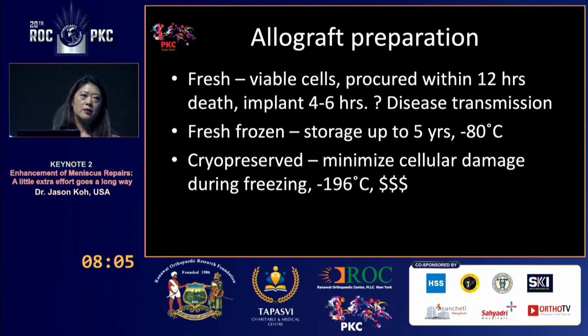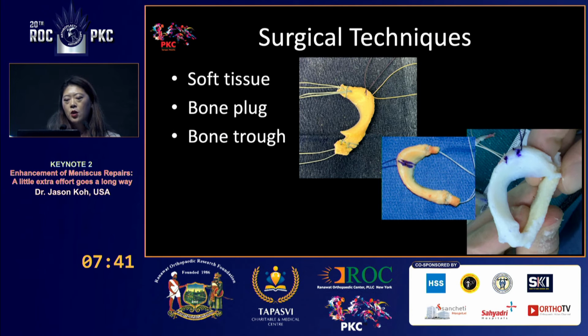Fresh frozen is probably the mainstay of what we use, the gold standard. The allograft is frozen in an antibiotic solution and can have up to about a 5-year shelf life. Cryopreserved is another option where you save the cells a little bit by minimizing cellular damage during freezing, but this can be certainly expensive, and then the question is, does that cryopreservant cause any issues with the tissue as you implant it?